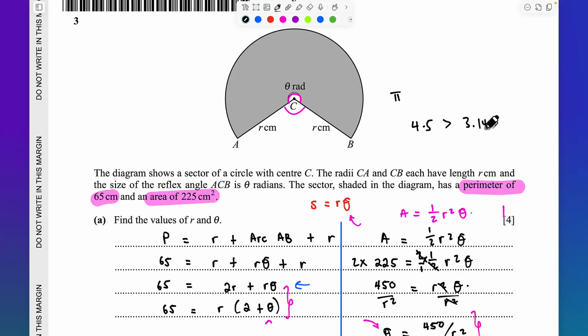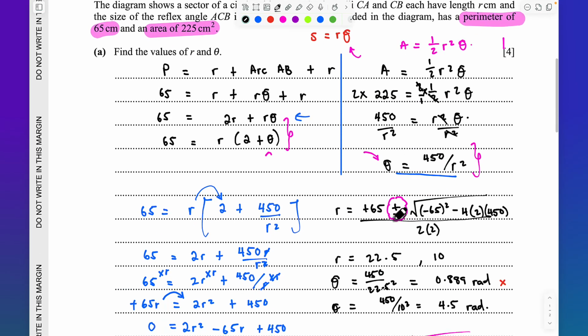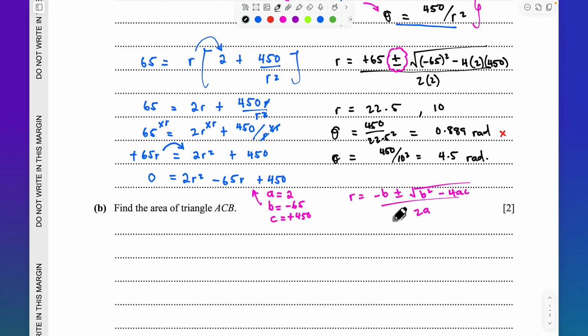But remember, it also has to be less than 270, I think. So 270 is 3 pi over 2, which, if you put that into your calculator, is 4.71. So that kind of makes sense. It's falling into the region that we estimated it would be.